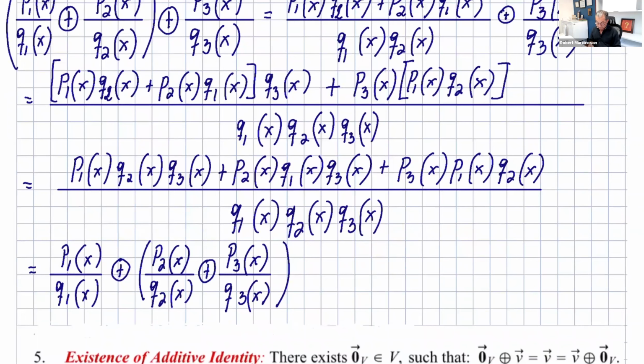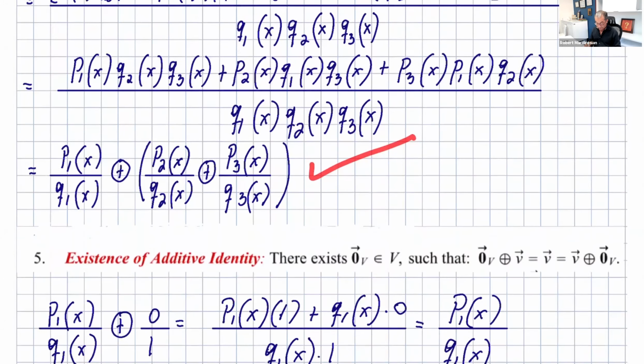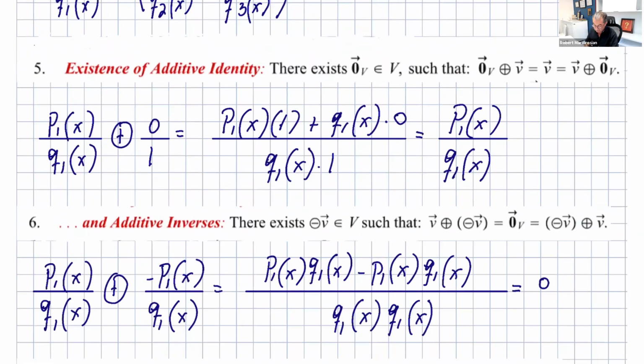But if you do that, you can for sure write that as P1 of x over Q1 of x plus parenthesis P2 of x over Q2 of x plus P3 of x over Q3 of x. So it's associative. Now the identity, the additive identity, again, that's the zero vector. If we put 0 here, then we get P1 of x times 1, imagine it's 0 over 1, and Q1 of x times 0. So this is 0, you just get the same thing. So in this case, 0 is the identity.